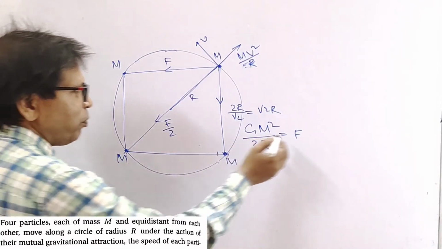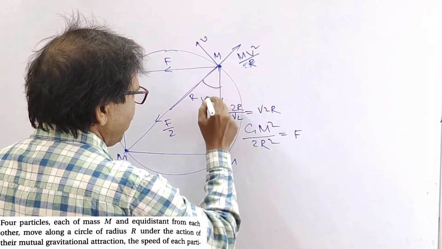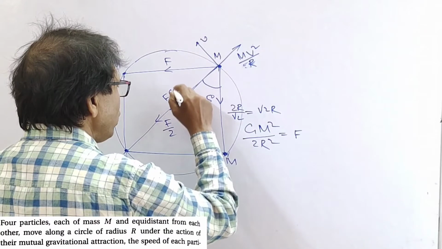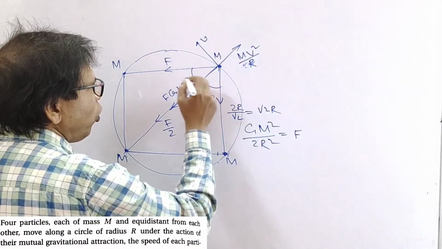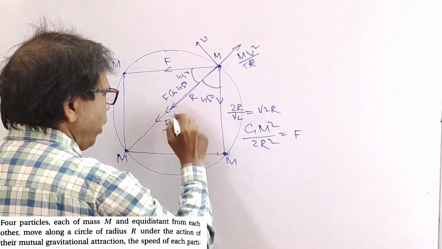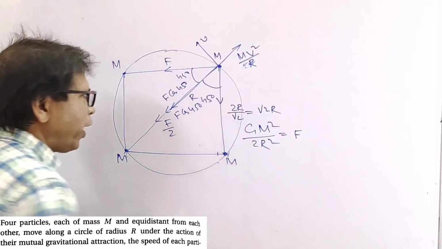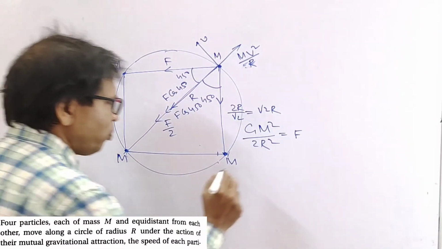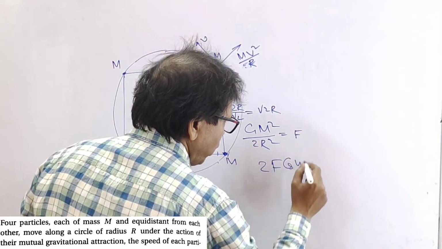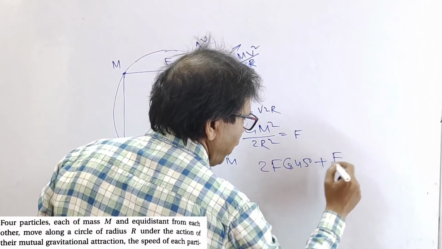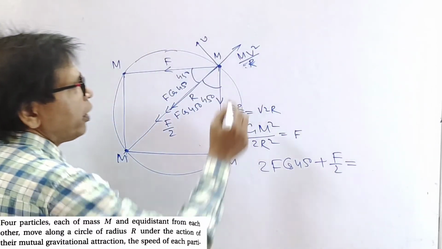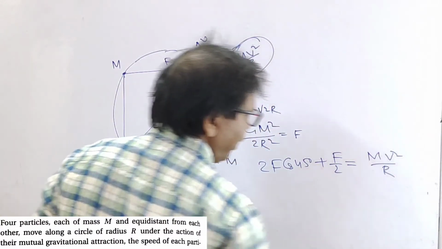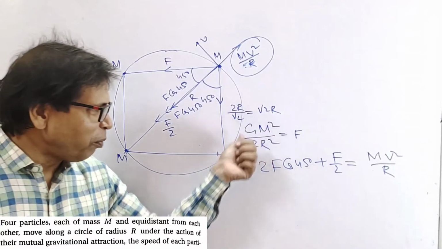Look at this. If this is F, this angle is 45 degrees, so this also F cos 45 degrees. This is also 45 degrees, this also F cos 45 degrees. So look at this, the total force is this plus this plus this. Therefore 2F cos 45 degrees plus F by 2. This is the centripetal force and this must be equal to m v square divided by r. Okay, understood? Now we know the value of F.